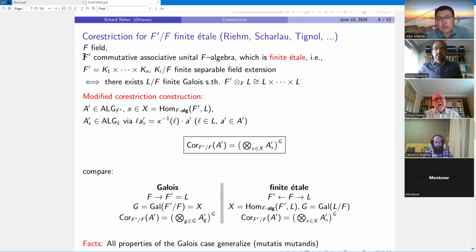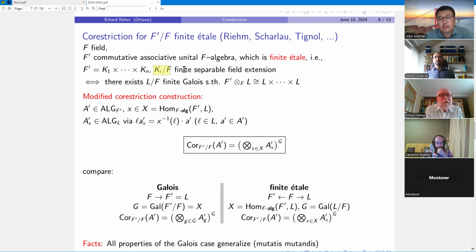We replace the Galois field F prime by a commutative associative unital F algebra, which is finite étale, which I recall means the following. F prime is just a direct product algebra of factors k1 up to kn, and the ki over F are finite separable field extensions. Okay, so this is the usual definition of a finite étale F algebra.